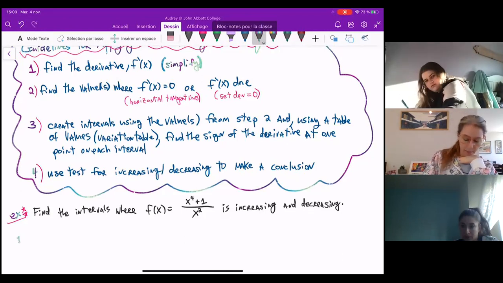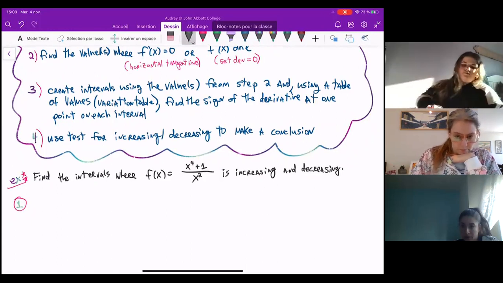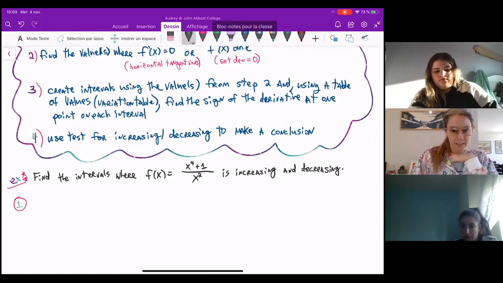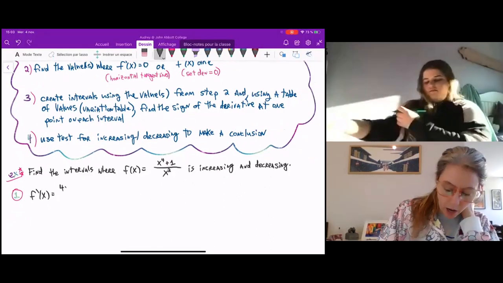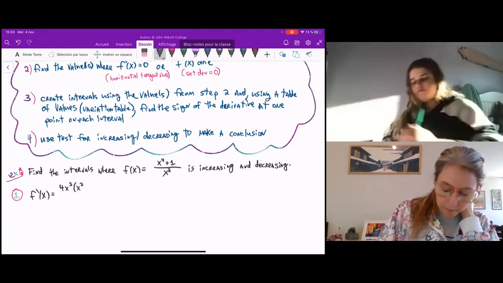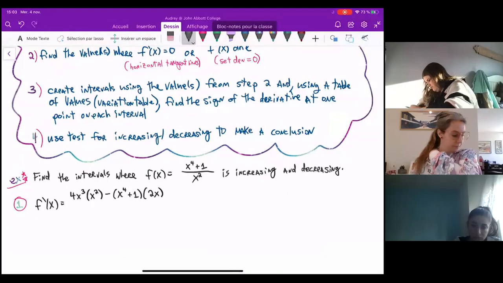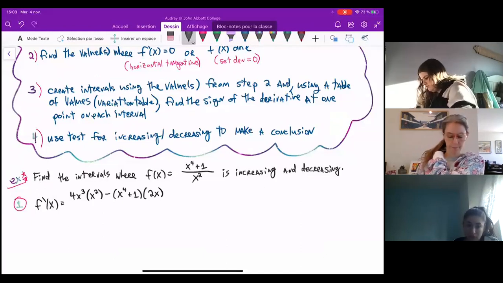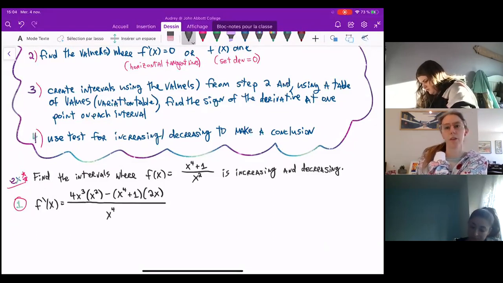So my step one is to find the derivative. What rule do I need to find the derivative? The quotient rule, you got it. So f prime of x is equal to the derivative of the top, 4x cubed, times the bottom, minus the top, times the derivative of the bottom, all divided by the bottom squared. So that's x to the fourth there.